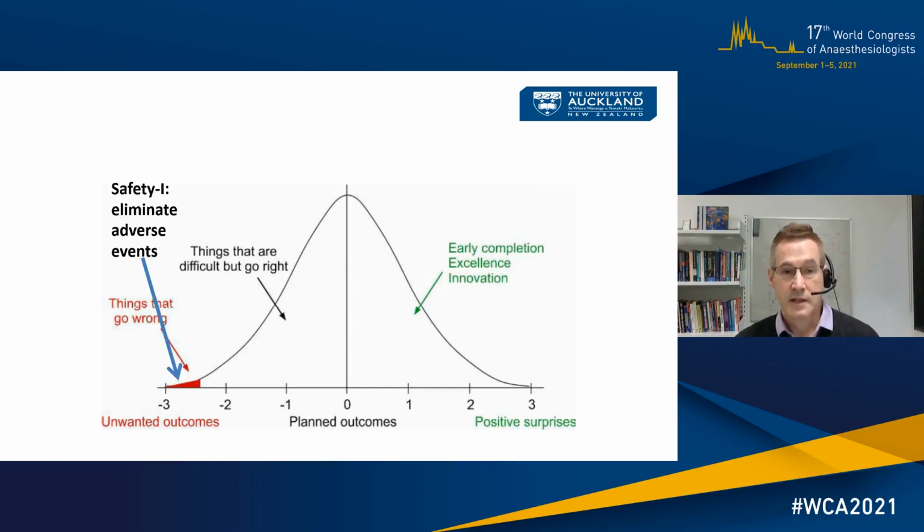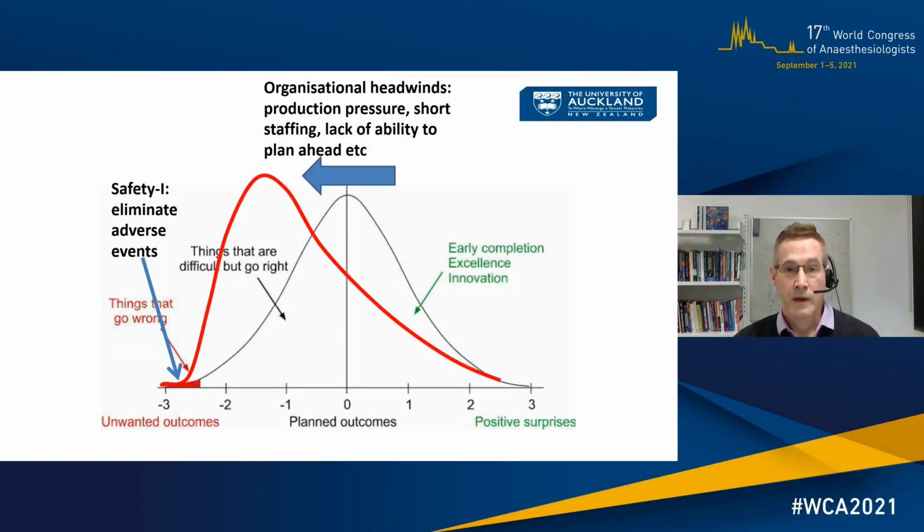So Safety 1 basically treats only the red tail of this distribution. This is the adverse events. These are things that went so badly that they're called adverse events. So Safety 1 says we should get rid of this tail. Organizational headwinds also push the shape of the distribution in that direction. So things like production pressure, shortage of staff, lack of ability to plan ahead, etc., push the distribution in the direction of the red tail.